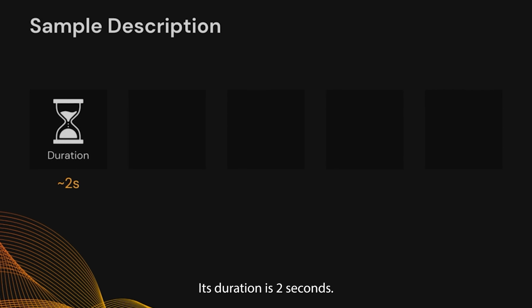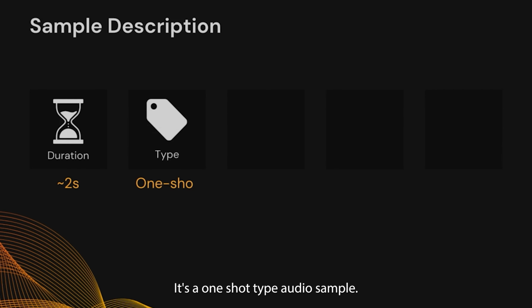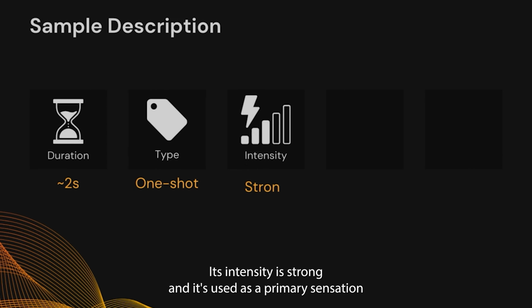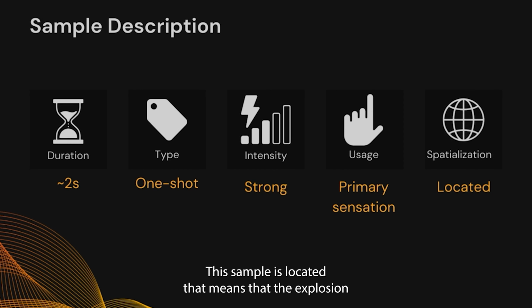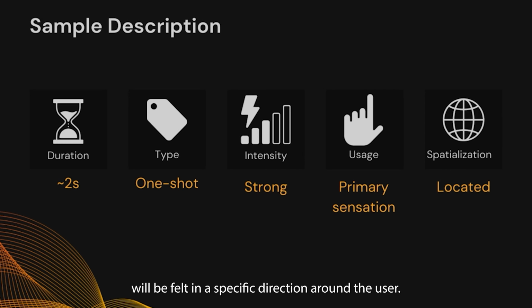Its duration is 2 seconds. It's a one-shot type audio sample. Its intensity is strong, and it's used as a primary sensation. Concerning its spatialization, this sample is located. That means that the explosion will be felt in a specific direction around the user.